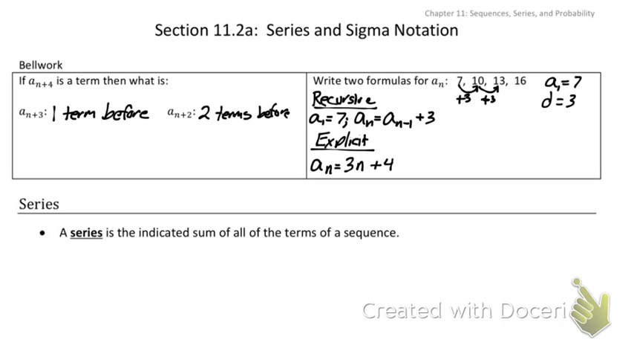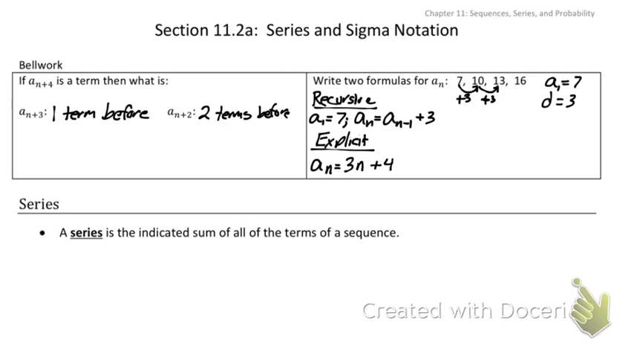As soon as I write it, I'm just going to double check. My first term should be 7. Well, 3 times 1 is 3, plus 4 is 7. Let's check one more. My second term is supposed to be 10, so I plug a 2 in here. 3 times 2 is 6, plus 4 is going to be 10. We're good. That is the explicit formula for it.